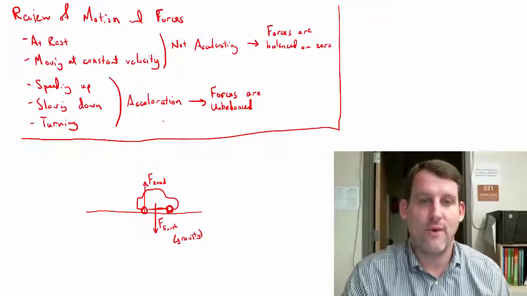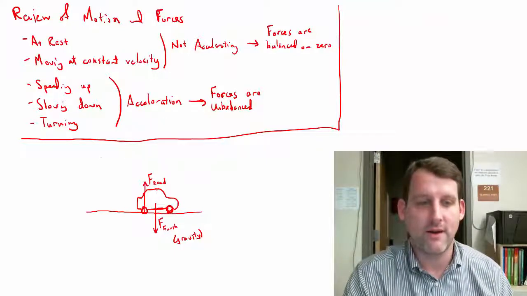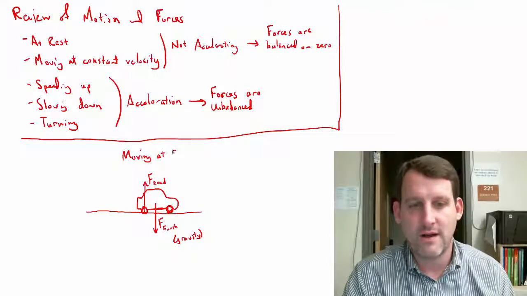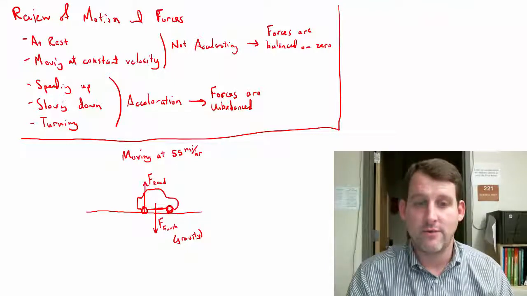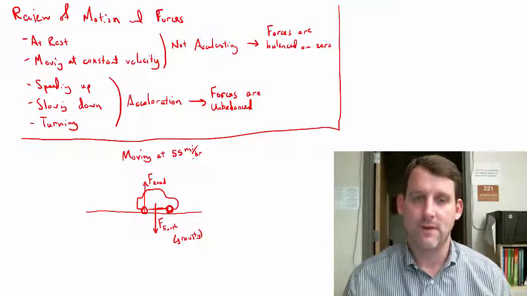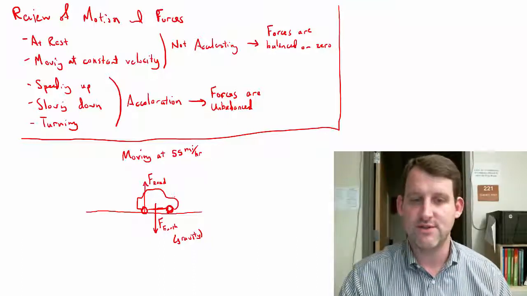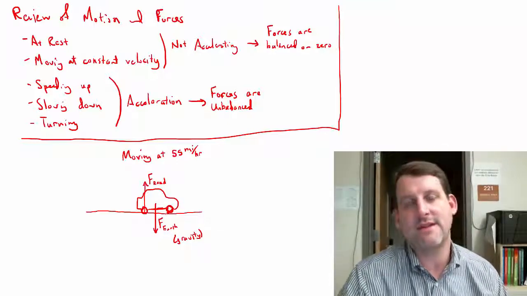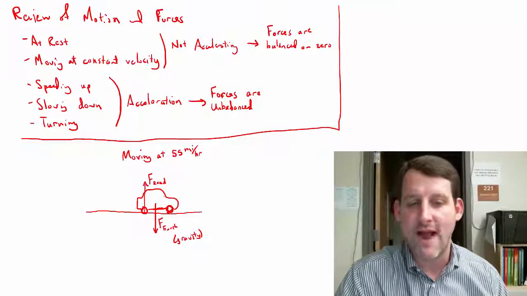Okay, so what's next? We need to know something more about the car. Let's say the car is moving at a constant 55 miles per hour. Now, Newton's laws tell us that an object in motion should just stay in motion. So this car should just be able to zoom right along without any extra force added to it. The only problem with that reasoning is that there is some force acting on this.